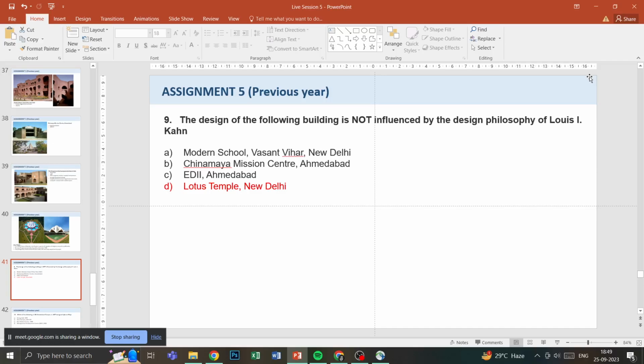So the question was asking which is not influenced by the design philosophy of Louis I. Khan. So it's Lotus Temple, New Delhi, because it operates on a very different philosophy, although I'm not very clear what philosophy it really operates on. However, if you would like to, then I can find it out.